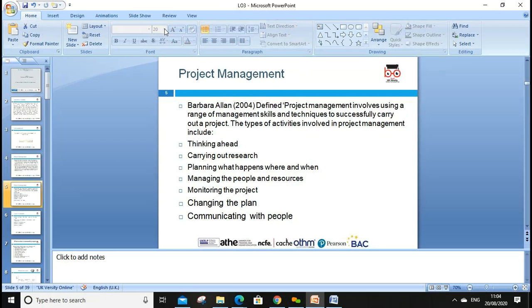Then project management involves using a range of management skills. If you don't have management skills, you can't be a good project manager. So the types of activity project management includes are thinking ahead, carrying out research. So we need to think ahead: what is going to happen in future? Planning, critical thinking. Yes, you're right, critical thinking. And managing the people and resources, monitoring the project, changing the plan, and communicating with the people, with the stakeholders.